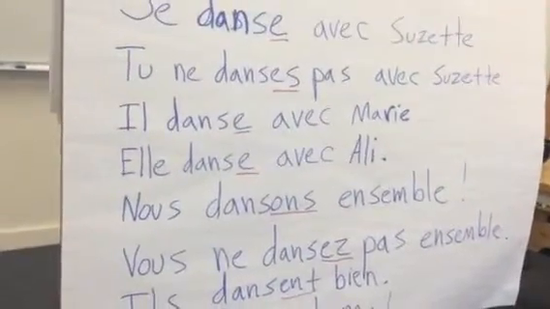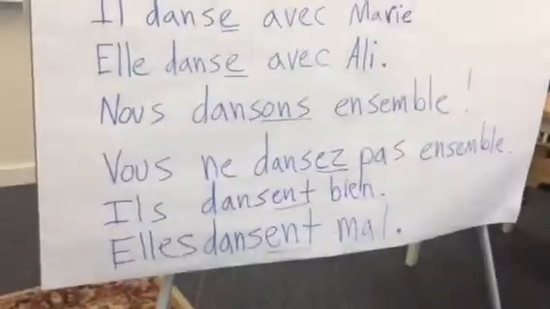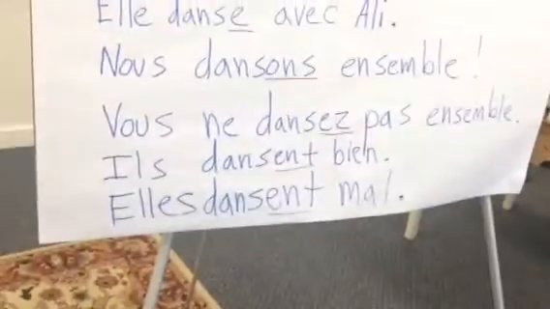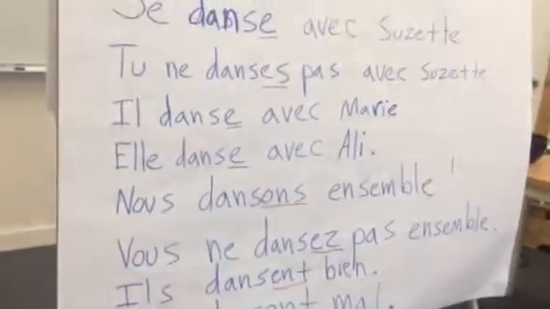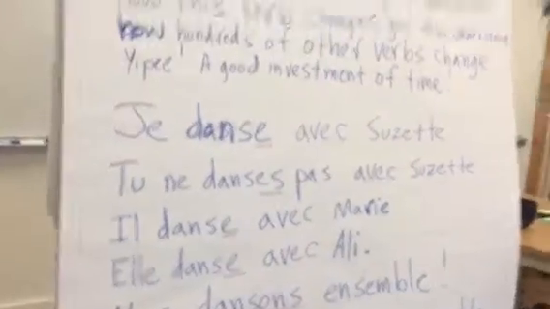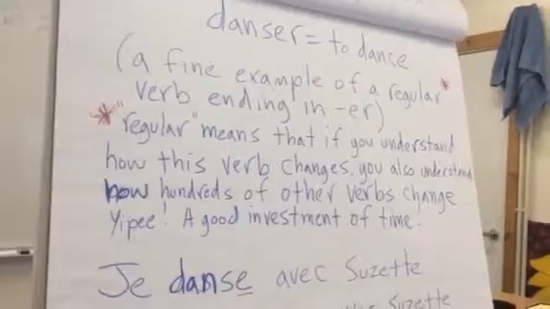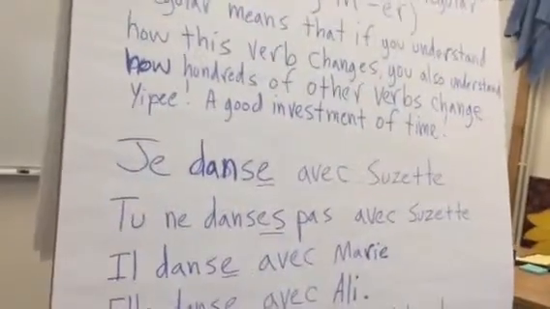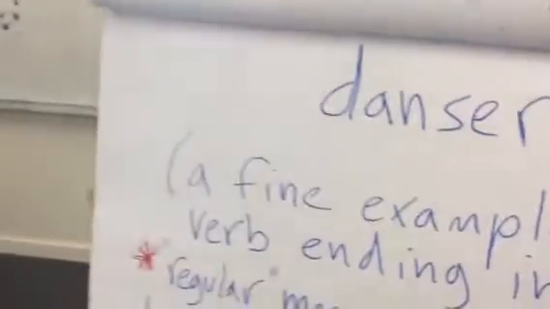And really, there's two pronunciations. Je danse, tu danses, il danse, elle danse, ils dansent, elles dansent, plural. And then nous dansons and vous dansez. So this is an example, danser, of the ER verb family. I also want to take a look today at a couple of other verbs that are very important to our study of French.